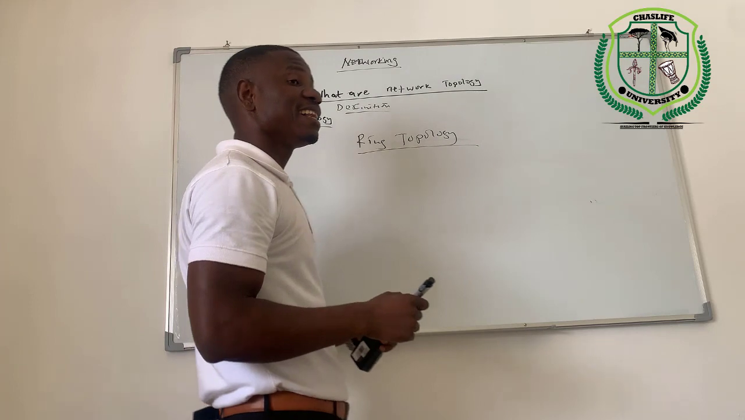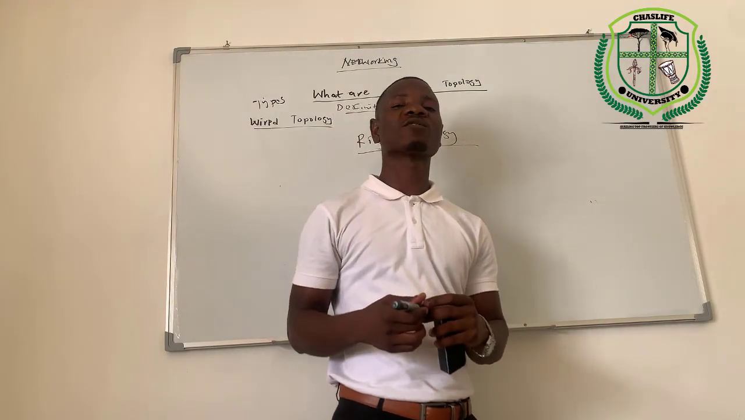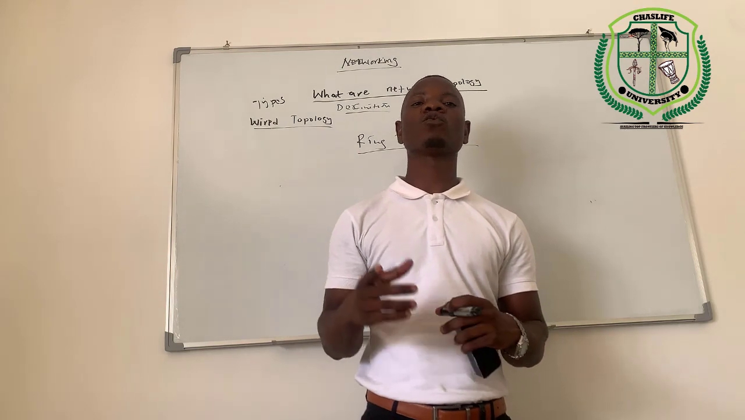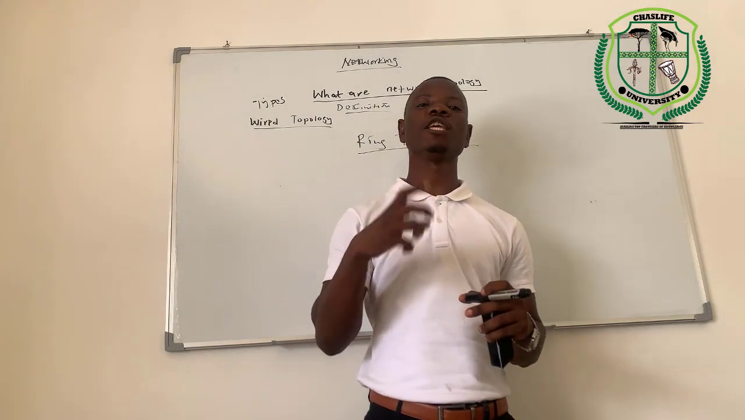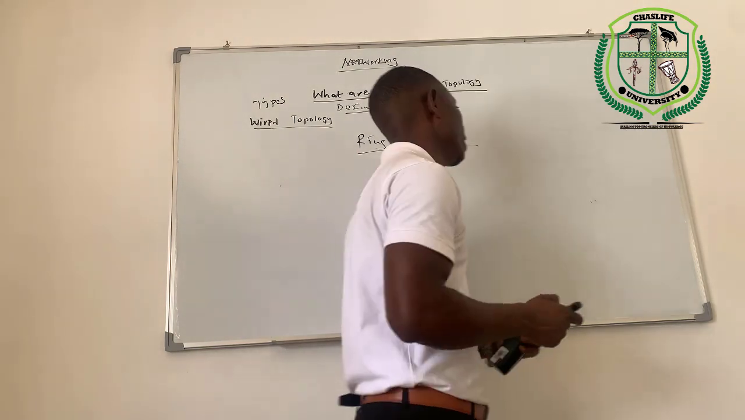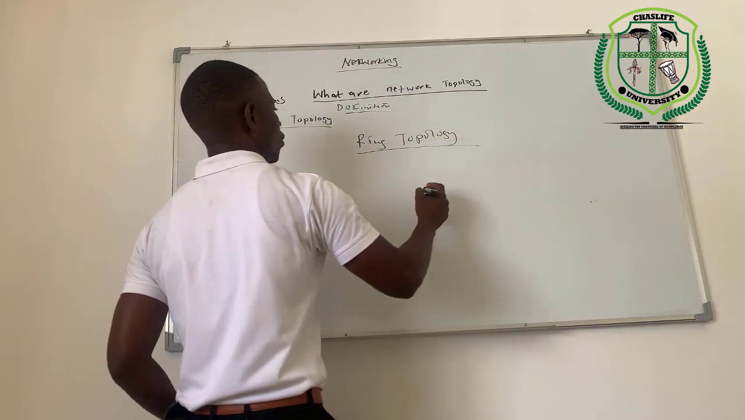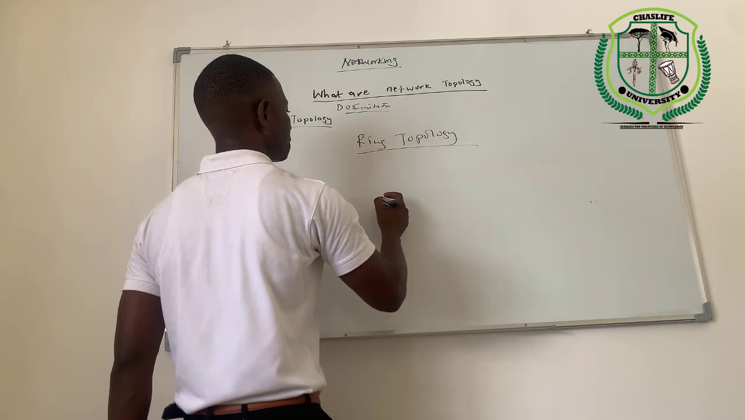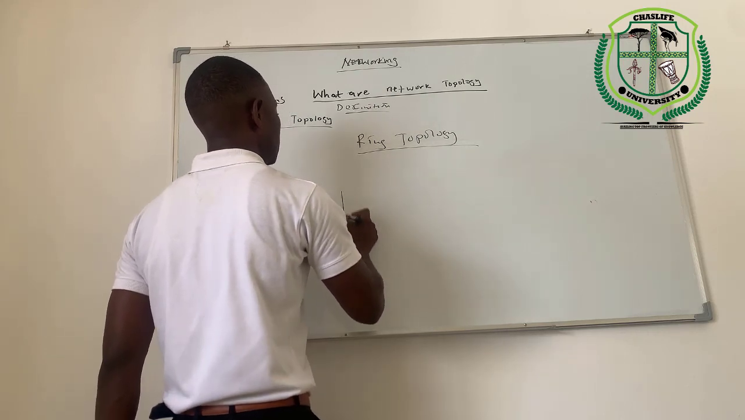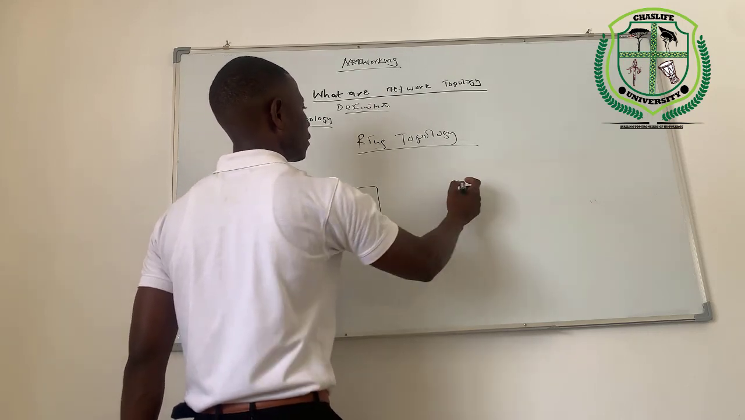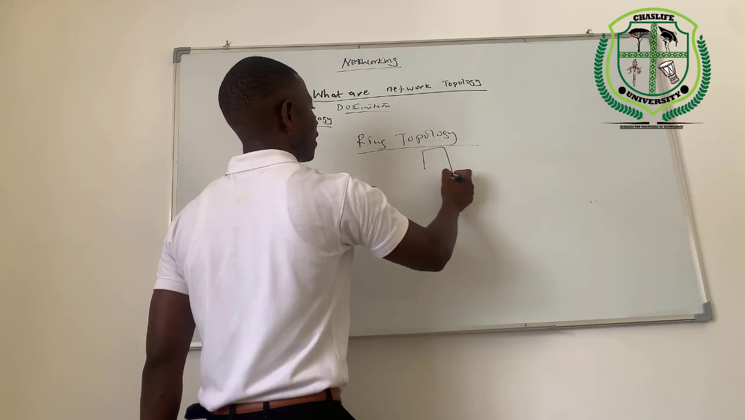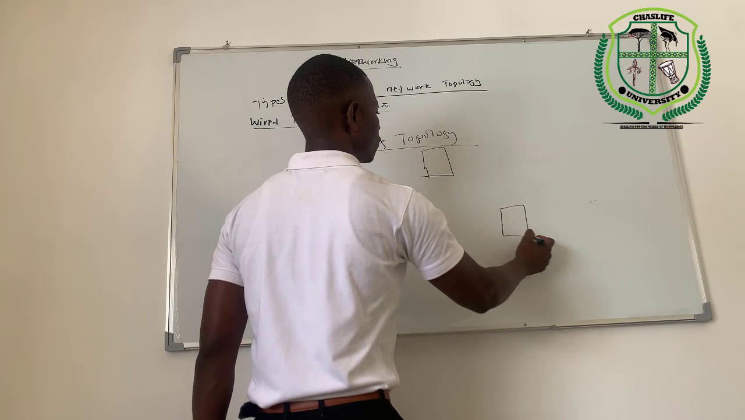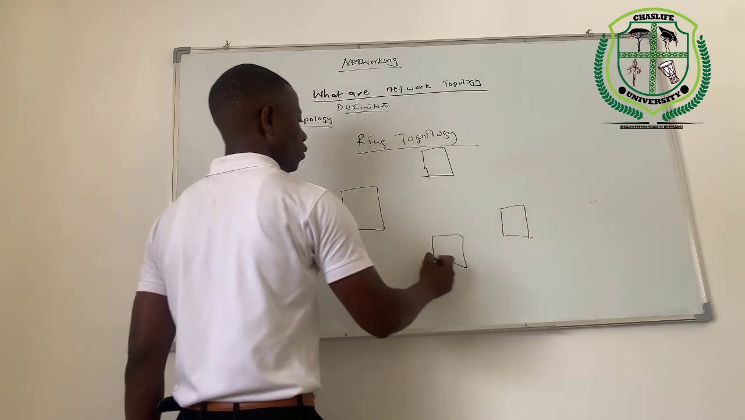Under ring topology, we expect the machines, the computers, to be connected to a network in a ring. So we can put these client computers. We have this other computer, and then we also have this computer here.